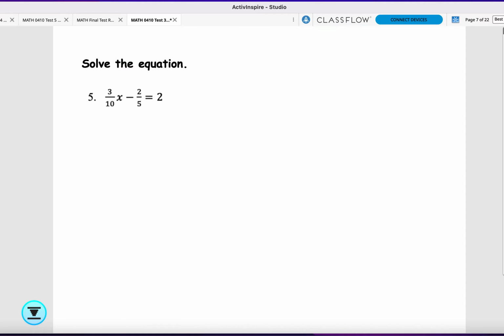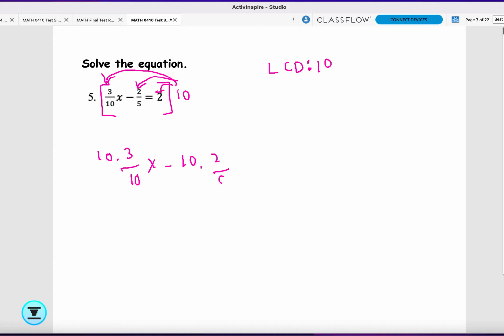Fractions again, but notice the denominators are different. So the LCD of these two fractions, we have 10 and 5. The LCD is 10 because 5 and 10 divide into 10. So I'm going to multiply this whole thing by 10. So I get 10 times 3 over 10x minus 10 times 2 over 5 equals 10 times 2. Well, these 10s are going to cancel out, so we get 3x.